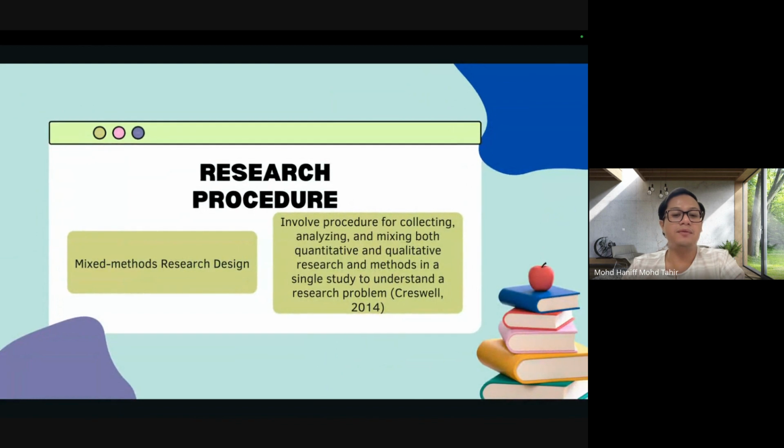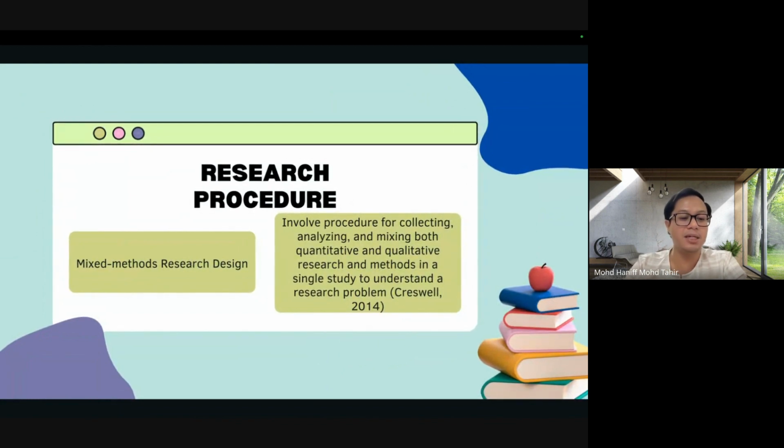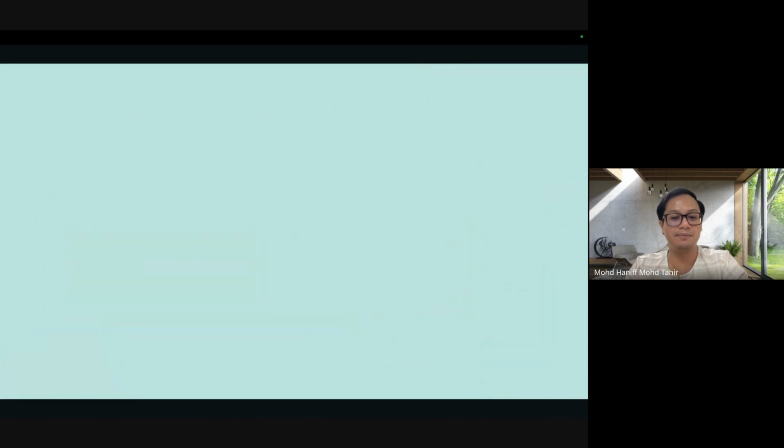And in terms of the research procedure, this research implements a mixed method research design, which involves procedures for collecting, analyzing, and mixing both quantitative and qualitative research and methods in a single study to understand a research problem, as stated by Creswell 2014.